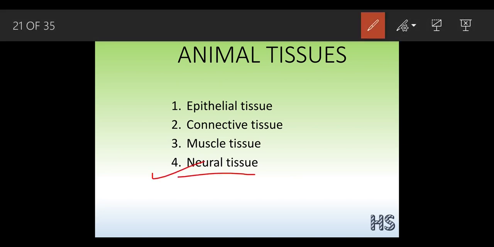Neural tissues, you have already heard about this in your 8th standard. The chapter name was nervous system. Okay, and these muscle cells are very familiar to you. Okay, they help to give our body its shape. The connective tissues help to connect the organs of the body. Okay, and the epithelial tissues are present in the skin, on the surface of the skin.